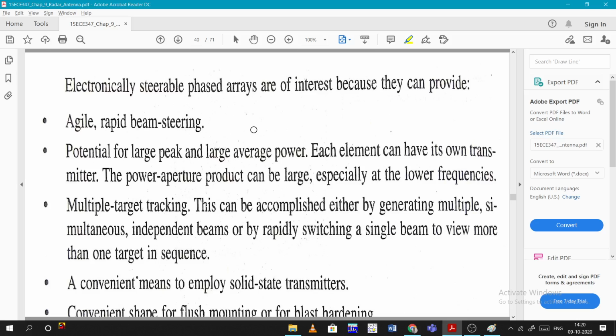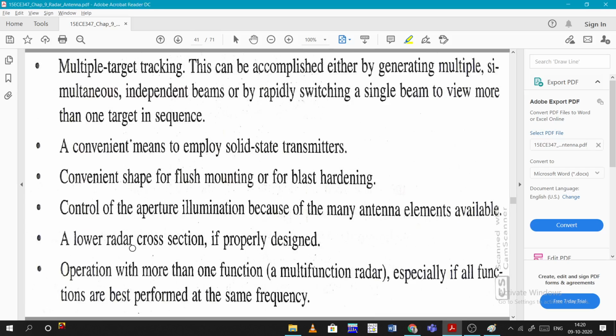Next, a convenient means to employ solid state transmitters. Next, a convenient shape for flush mounting or for blast hardening. Now, control of aperture illumination because of the many antenna elements available, and lower radar cross section if possible by design. Basically we need a lower RCS, and if this antenna array is properly designed, we will get lower radar cross section. Operation with more than one function: these antennas can be used not only for a single purpose, we can use them for multifunction radar.